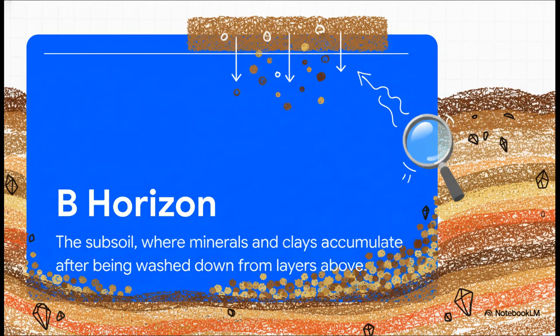If we keep digging, we hit the B horizon, or the subsoil. I like to think of this as the zone of accumulation. See, as water trickles down from the top, it carries these tiny particles of clay and minerals with it, and it drops them off right here. If you see reddish or yellowish colors in this layer, that's often a dead giveaway for iron oxides, which tells a long story about that soil's relationship with water and air.